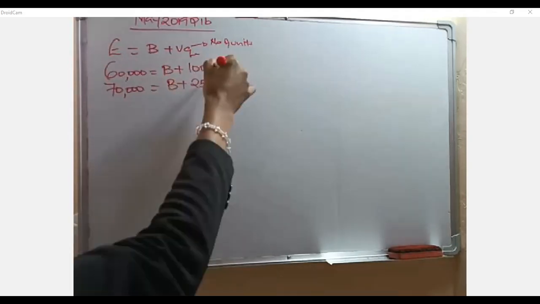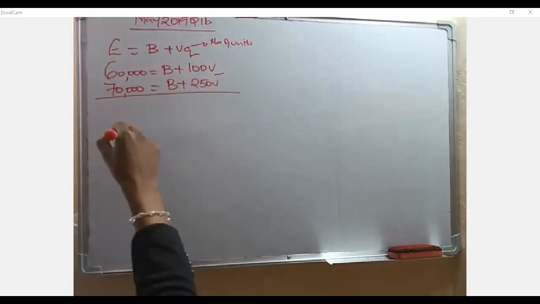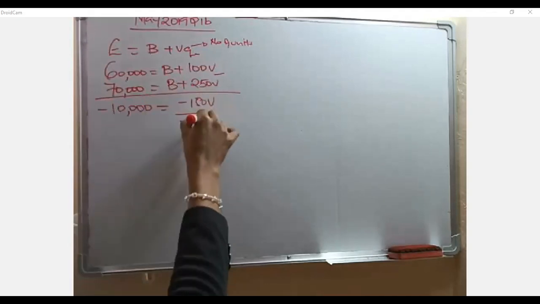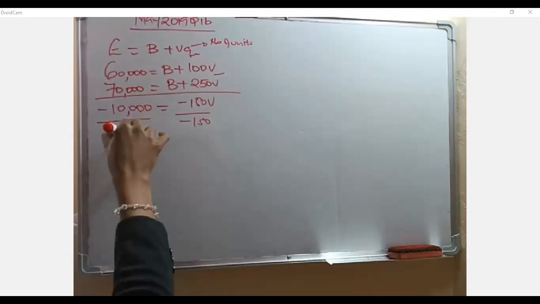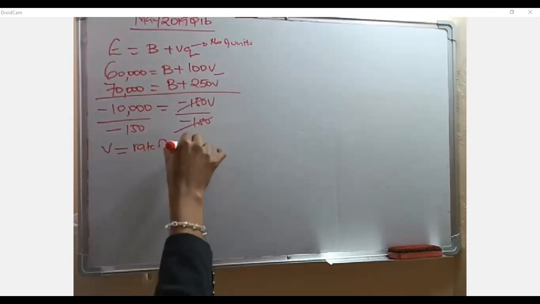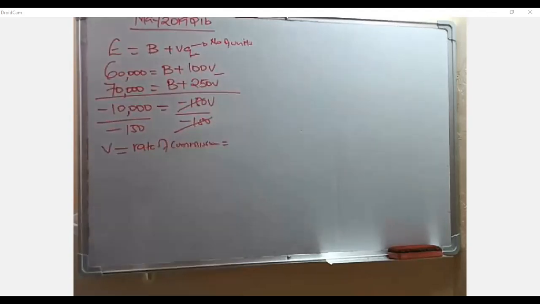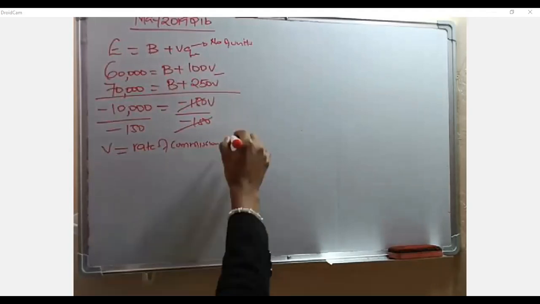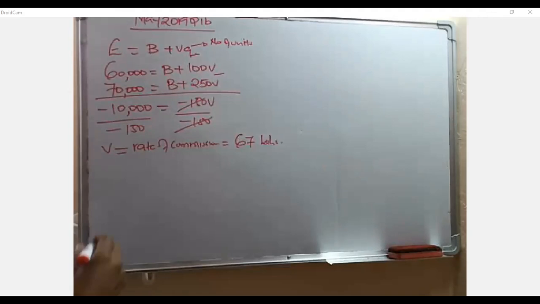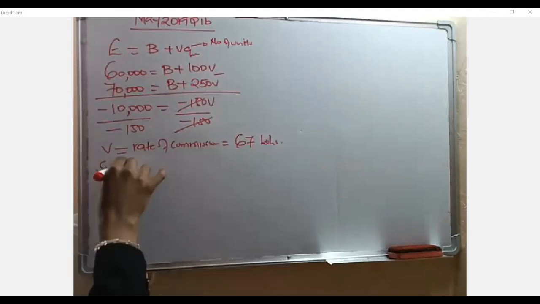Once you subtract, you eliminate B, right? So in this case, negative 10,000 equals negative 150V, divided by negative 150, divided by negative 150. So to get the rate of commission, which will be equal to, take your calculator, please. The rate of commission will be 10,000 divided by 150, and we are getting 67. These are Kenya shillings. 67 Kenya shillings.